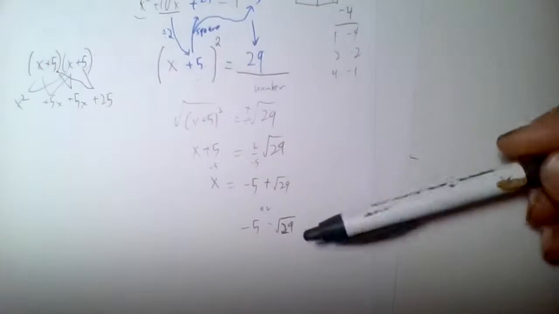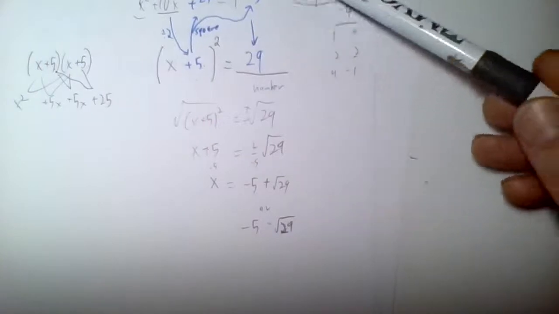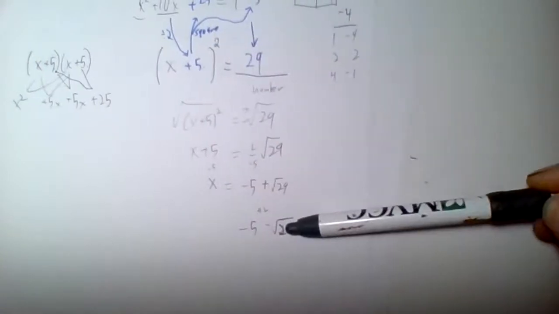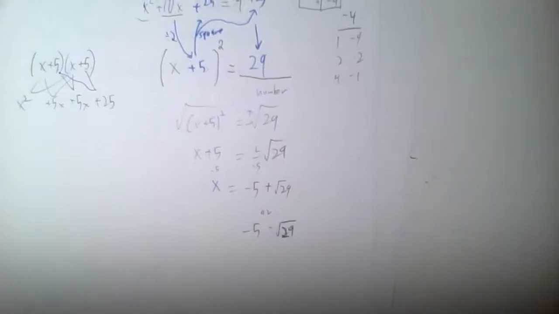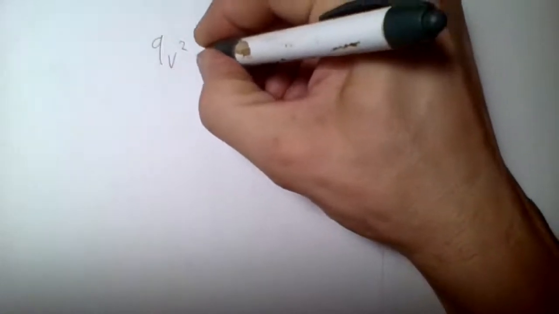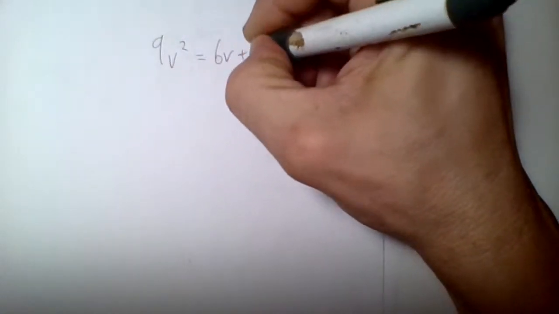No matter what kind of solutions you have, the same operations are going to lead to it. So we might as well just make a nice formula out of that. And we will. But let me work through another example on that first. I want you to understand the process on this. 9v squared equals 6v plus 2.